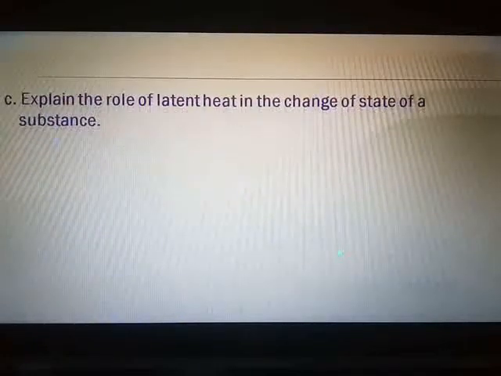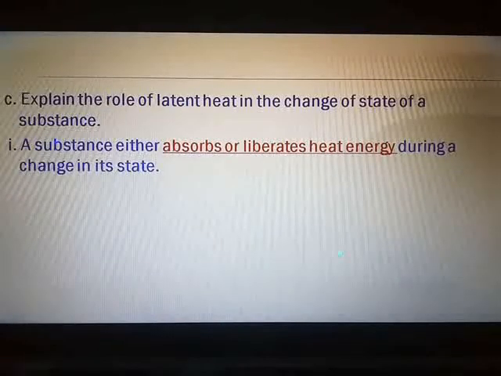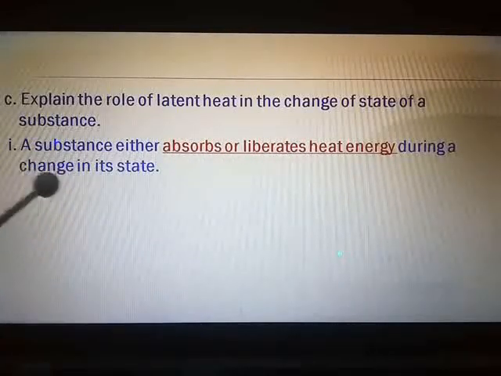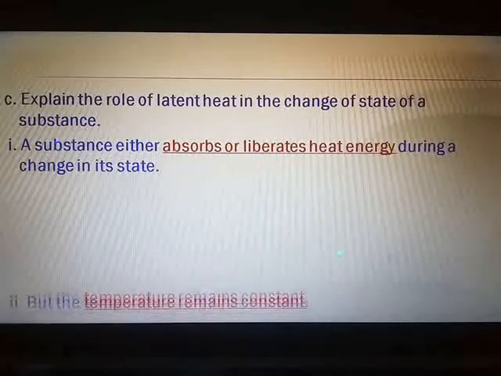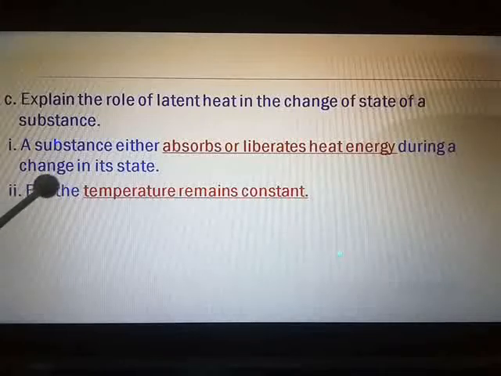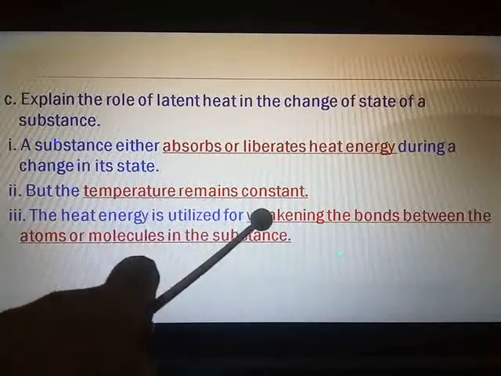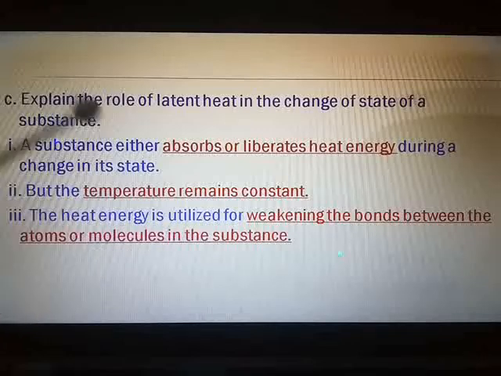Question number 7C. Explain the role of latent heat in the change of state of a substance. You know that a substance either absorbs or gives away heat energy during a change in its state. That should be your first point. Second, the main condition is that temperature remains constant. That should be your second point. The heat energy is utilized for weakening the bonds between the atoms or molecules in the substance. This you have studied while studying the latent heat of fusion and vaporization.